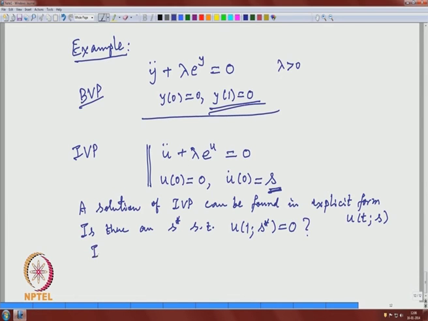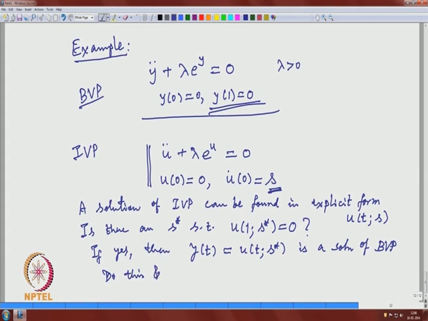So, if yes, then y(t) equal to u(t, s star) is a solution of the BVP. Okay. So, do this thing, and also discuss uniqueness.